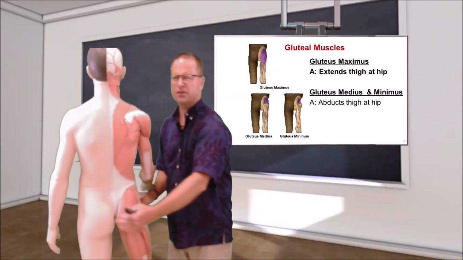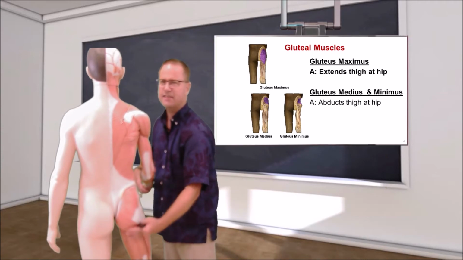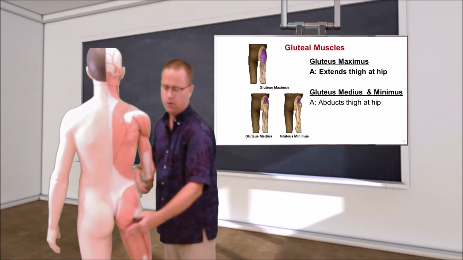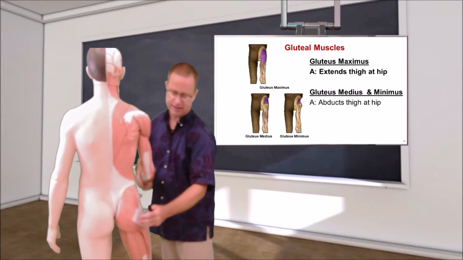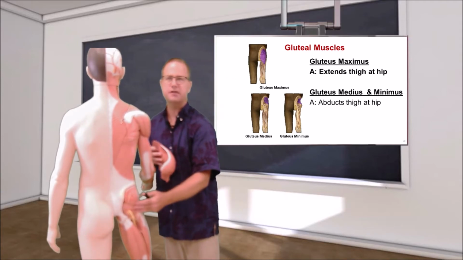And Stan, show us your glutes. Okay, so gluteus maximus right there, that's helping to extend the hip and hyperextend the hip. So if he were to put his thigh out that way, or his leg out that way, that would be hyperextension. Now on the inside here, which we can't see, if we pull this apart, we would be able to see the gluteus medius and gluteus minimus.